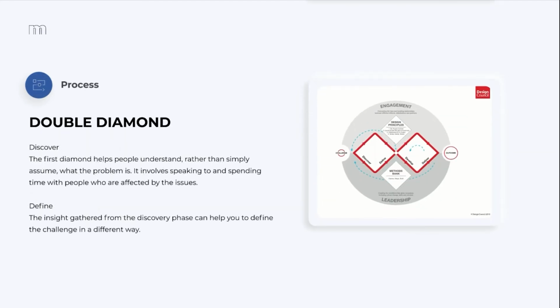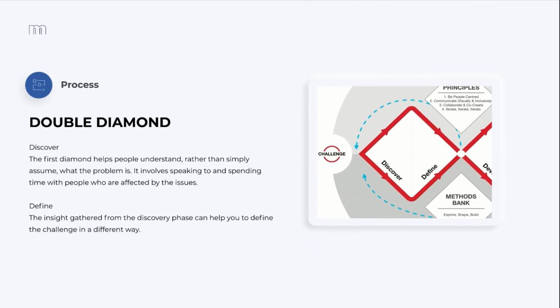Let's take a look at the double diamond, which has a lot of similarities with the design thinking process. The two diamonds represent the process of exploring an issue more widely or deeply and then taking focused action. The first diamond helps to understand the problem instead of just assuming it. Discover means to spend time with people who are affected by the issue. This insight can then help to define the challenge in a different way.